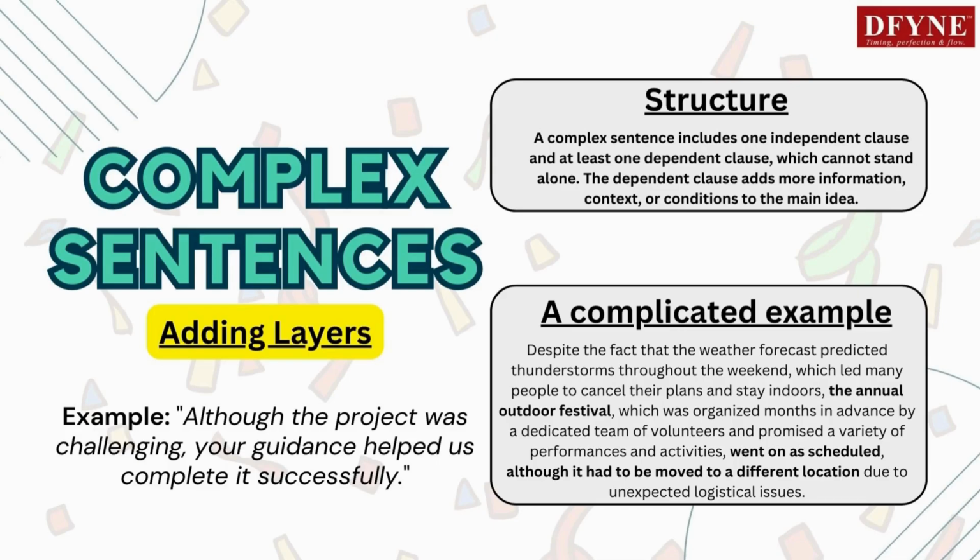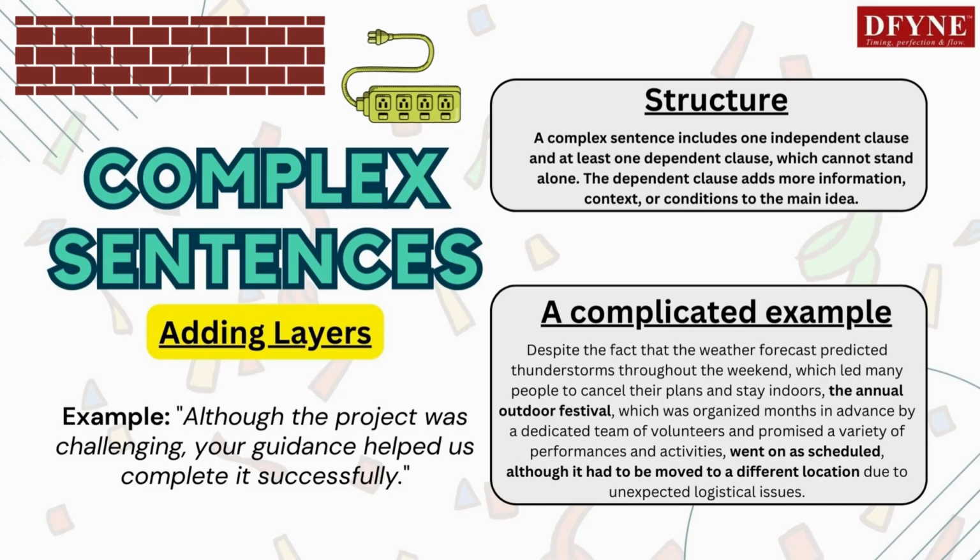Dependent clauses provide context, reasons, conditions, or contrasts that enrich the meaning of the independent clause, making the sentence more nuanced and detailed. The conjunctions used connect all these ideas together, highlighting those dependencies. For example, although is the conjunction that brings in the element of dependency of the project was challenging. This clause is depending on the independent clause your guidance helped us complete it successfully to complete a thought. If although was missing, the two clauses would be considered as separate independent sentences.